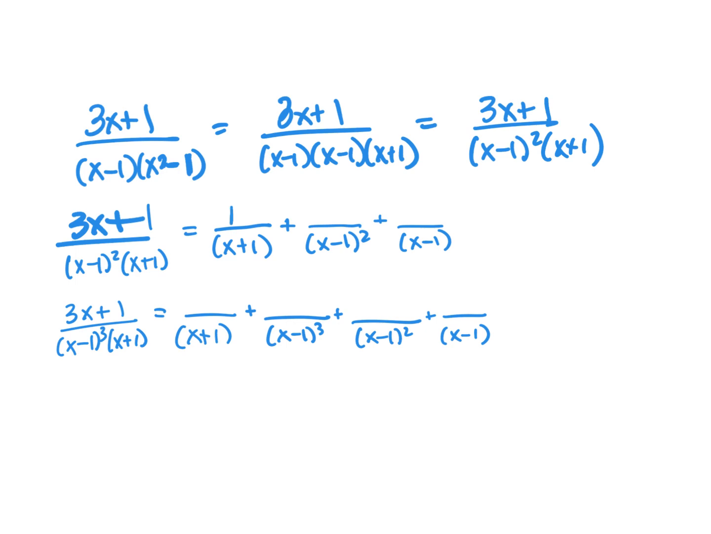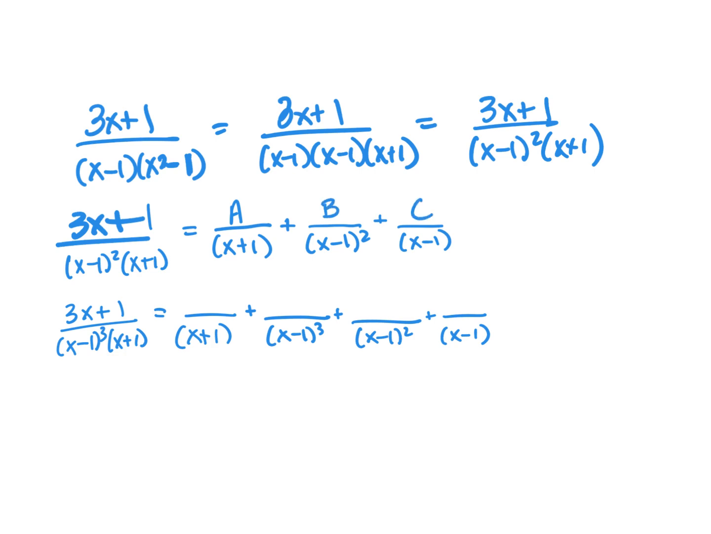This guy obviously just has an a for a constant. It's tempting to say this one needs a bx plus c because this is being squared. But the thing that's being squared is still a linear factor, right? The factor itself is linear. It's not a quadratic factor. So you get to still have a plain old constant above that one.